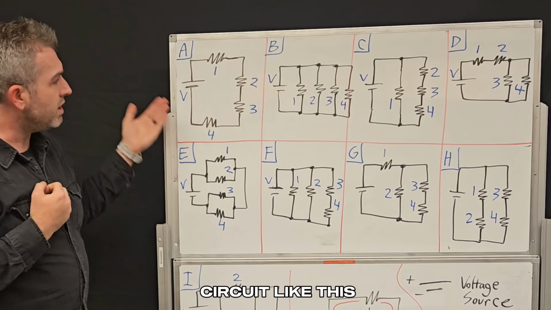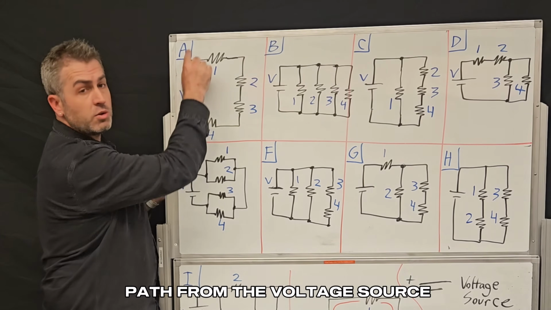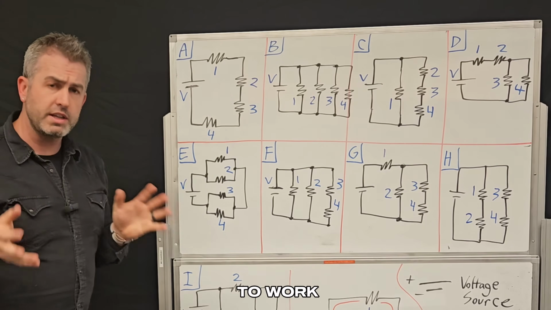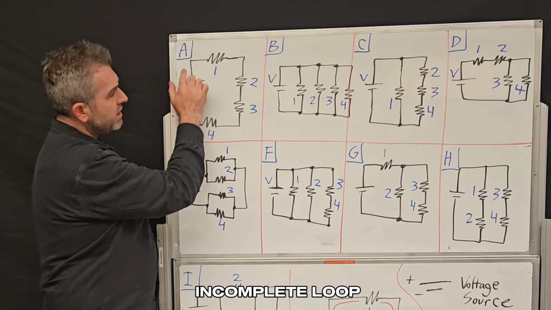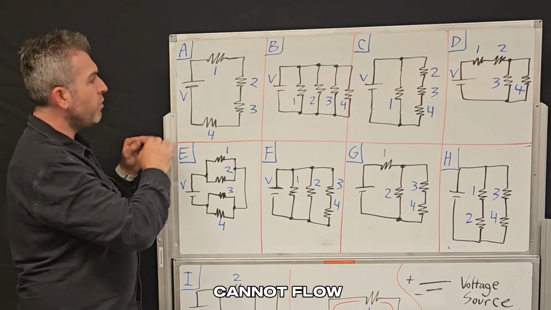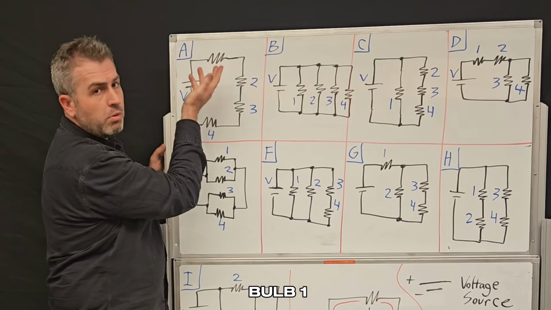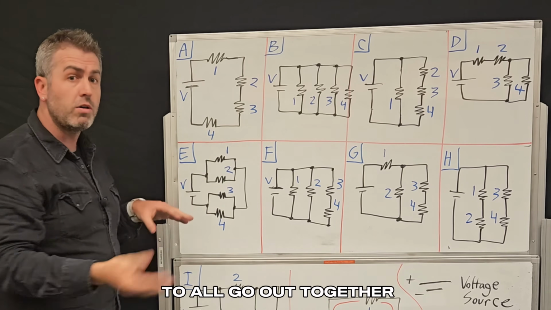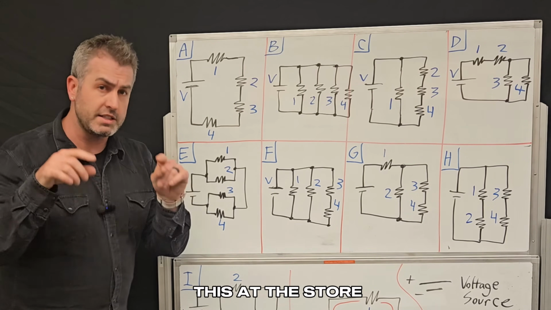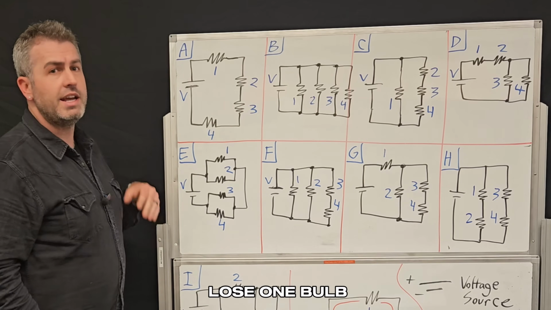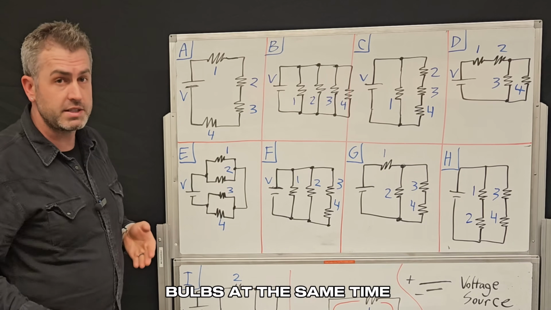And in a series circuit like this, if you have a hole here, that means you do not have a complete path from the voltage source back to the voltage source again. And for a circuit to work, you do need a complete closed loop. So unscrewing a bulb will result in a hole, you have an incomplete loop, and therefore electric current cannot flow, and this entire circuit would shut off. So just by unscrewing bulb 1, I would expect bulbs 2, 3, and 4 to all go out together. And that's the main disadvantage of a series circuit, and why you typically wouldn't buy something like this at the store, wired in series, because it's very inconvenient to lose one bulb if one burnt out at home, and to suddenly lose all 4 bulbs at the same time.